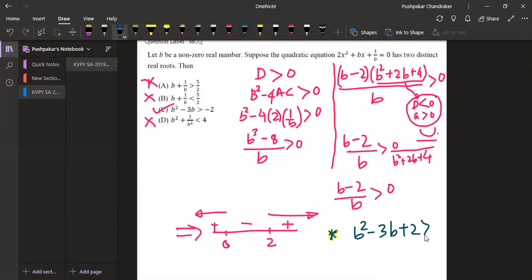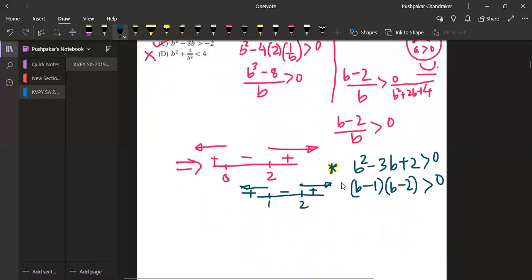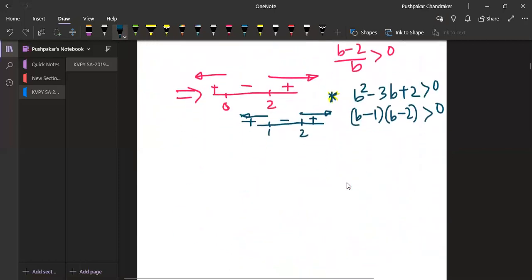Plus 2 greater than 0. If you factorize, you'll get a similar expression: b minus 2 greater than 0. If you mark it on the number line, you get 1, 2 here, plus, minus, plus. So either this region or less than 1. So definitely whatever solution we obtained before is there in this region also. So that's why that's the answer. So that's one more way. Otherwise, by elimination is the best. So option C is the correct answer.